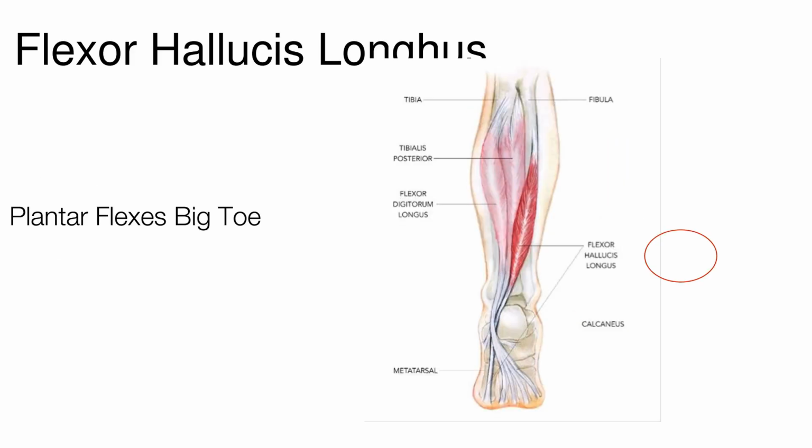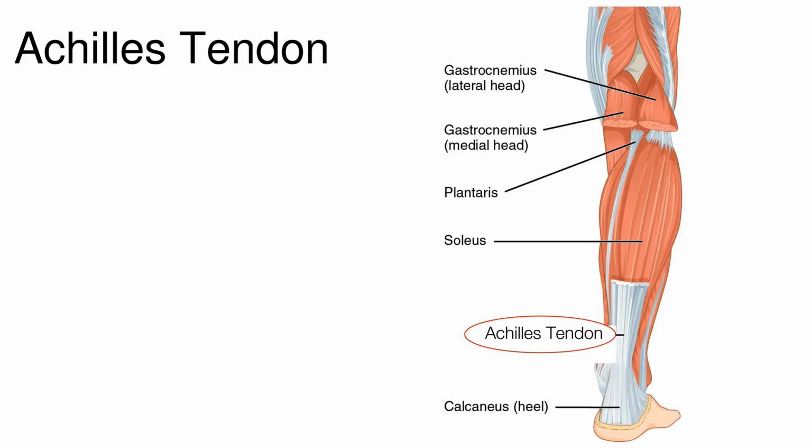Finally, the flexor hallucis longus is responsible for plantar flexing the big toe. This muscle runs along the posterior aspect of the fibula and inserts into the distal phalanx of the big toe. It is essential for movements such as pushing off the ground during walking or running, providing both strength and stability to the big toe. Now, let's focus on the Achilles tendon.